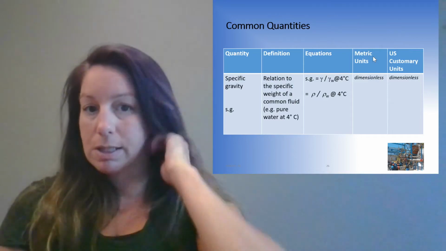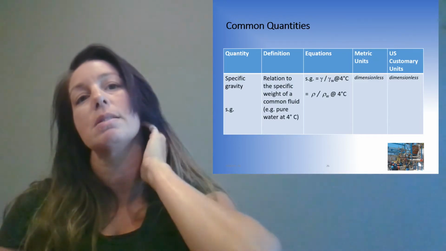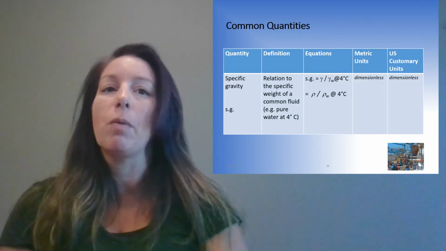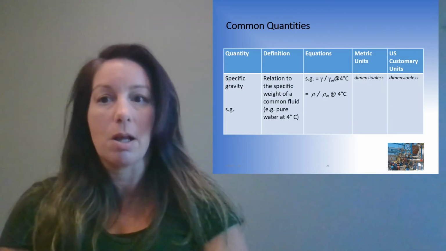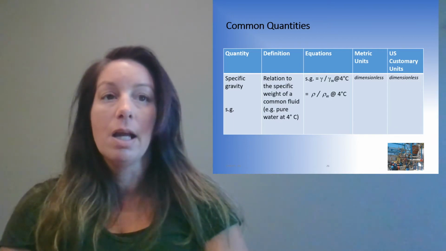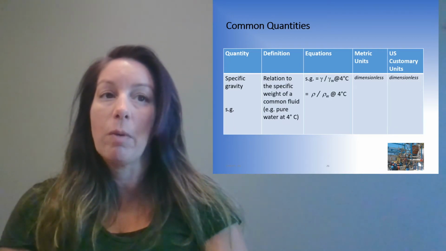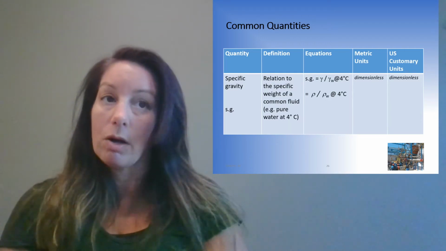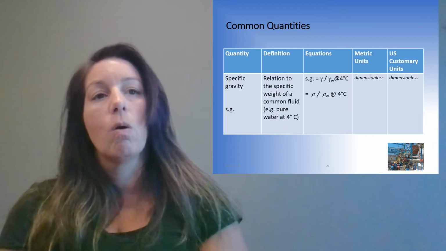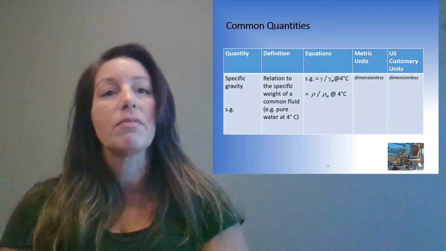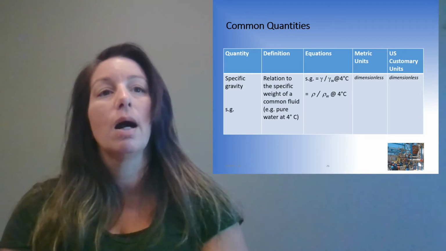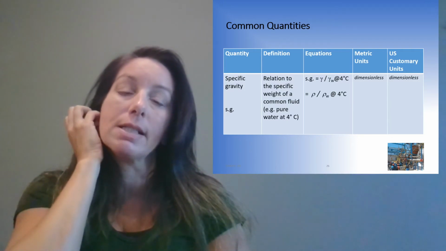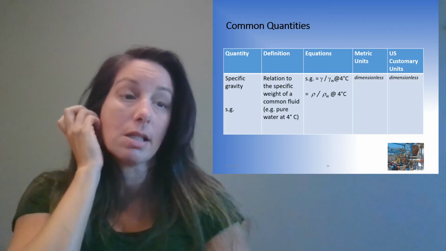It'll be specified, we'll tell you. So common quantities, specific gravity, again. It's the relationship between the specific weight of a common fluid and generally water in this course. So specific gravity is the ratio between the specific weight of the fluid divided by the specific weight of water at 4 degrees, or the rho, the density of the fluid over the density of water. It's dimensionless.